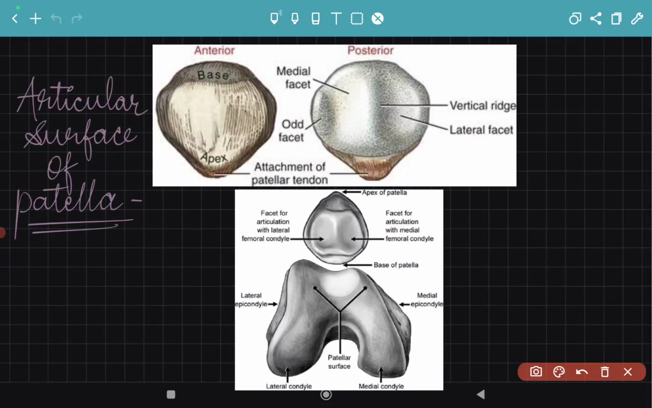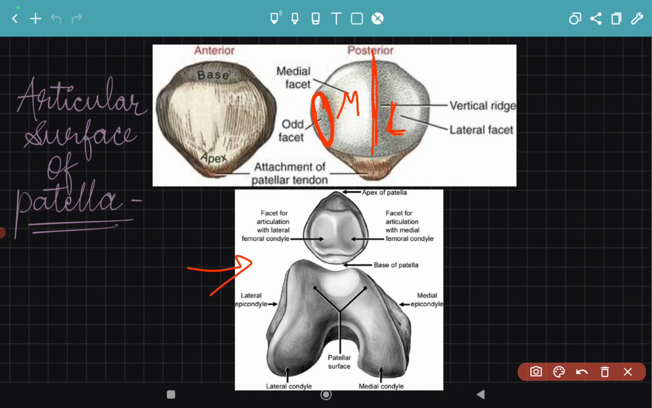Now continuing with the articular surface of patella, anteriorly we can appreciate the base and apex of patella. Posteriorly also there is this base, and this will be the apex, which has the attachment of patellar tendon. And now we can see, if this is patella, there is a vertical ridge. One side there is medial facet to the medial side, then here is the lateral facet, and on the medial side there is odd facet at the edge of the medial side of patella.